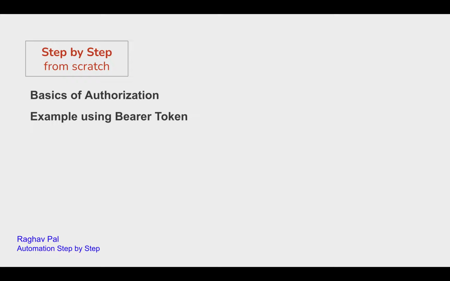This is going to be very easy and very interesting. We will see some examples for different types of authorizations. We will see how we add a bearer token. We will also see the different locations where we can add the authorizations, and we'll see some examples and a demo. So let's get started.